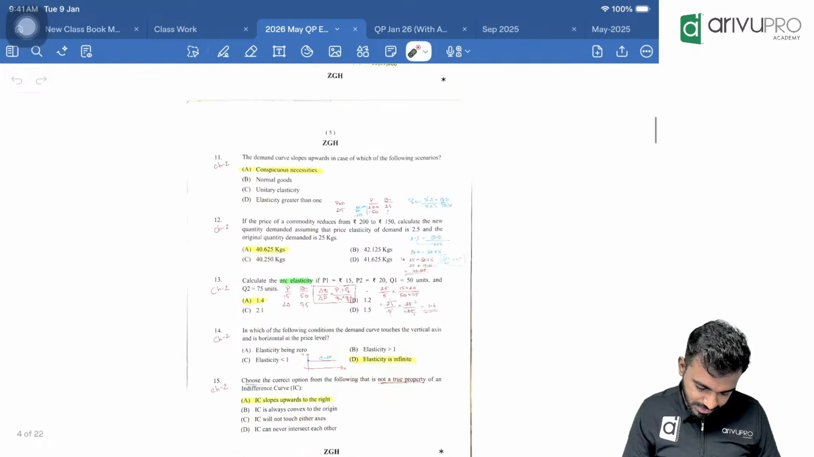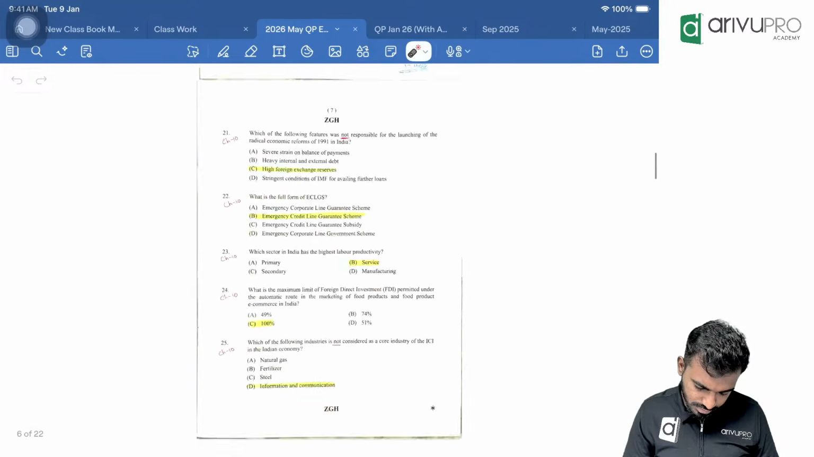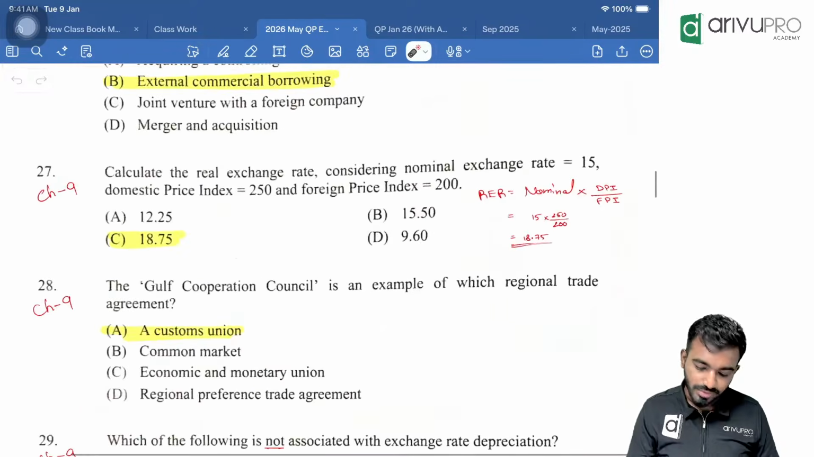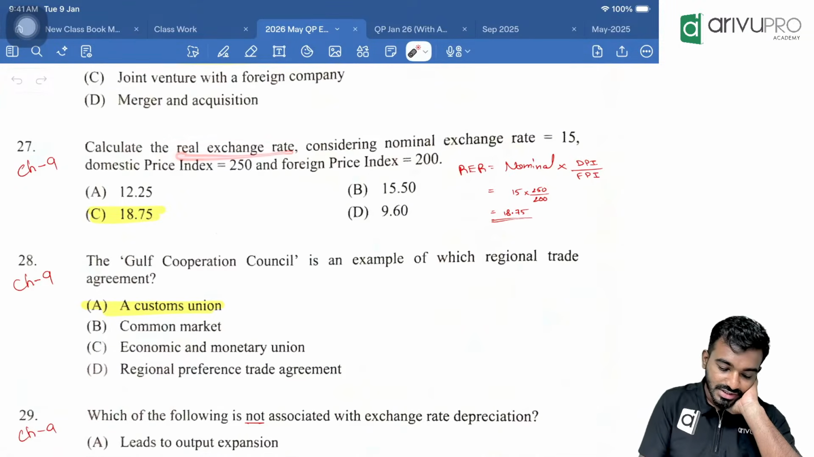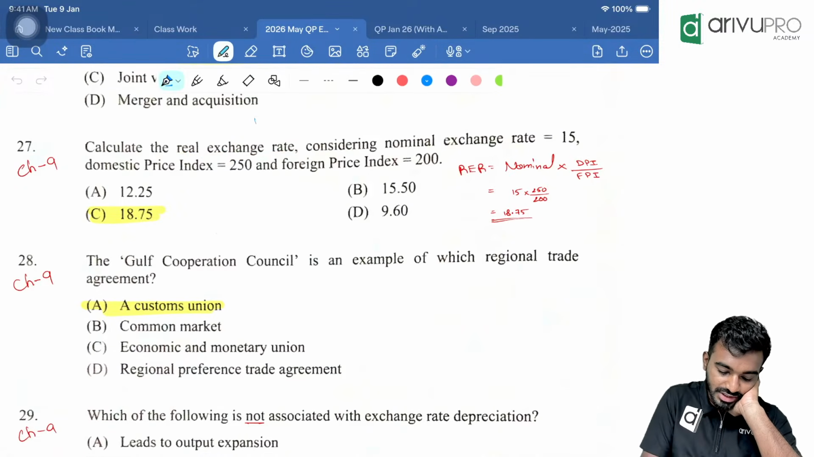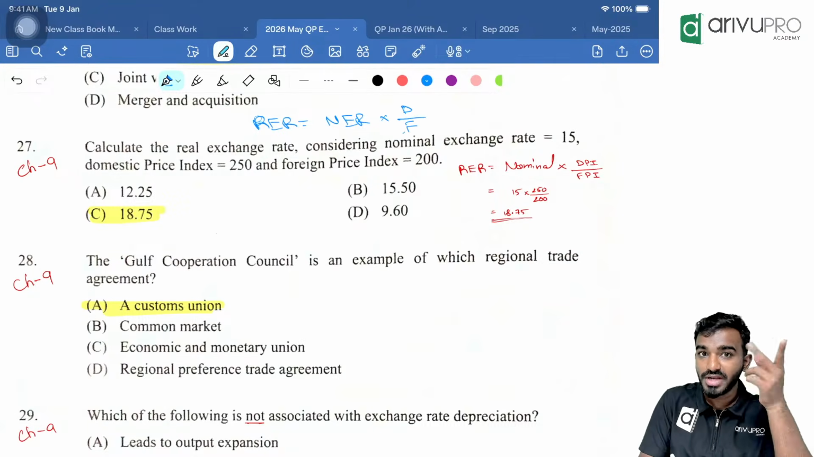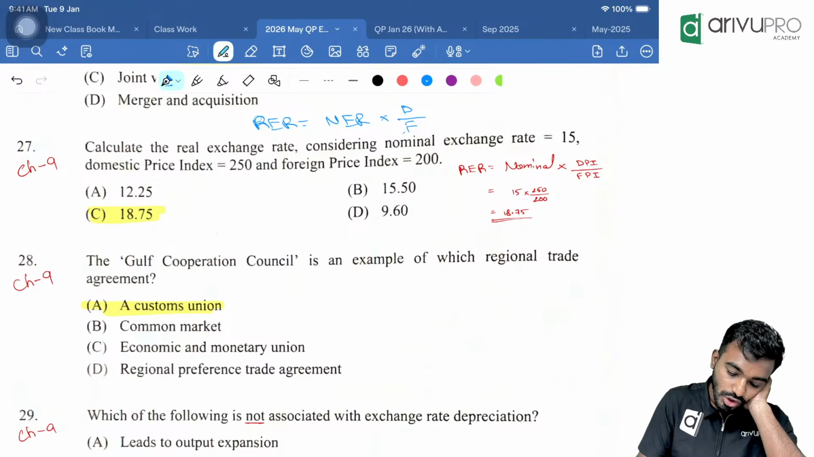Chapter 9. Have a look here. Calculate the real exchange rate. By the way, what is the formula for the real exchange rate? Real exchange rate equals nominal exchange rate into D by F, domestic by foreign. If it is nominal, FD, it is D by F. So they have only given the nominal value, which is 15, into domestic price index 250 divided by foreign price index 200. That's it.